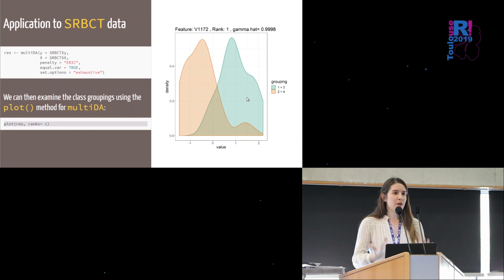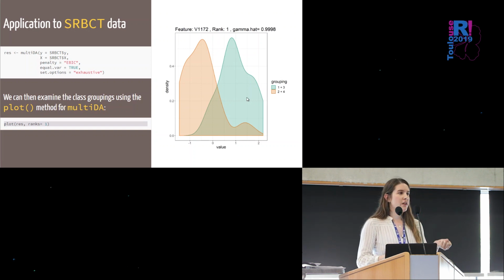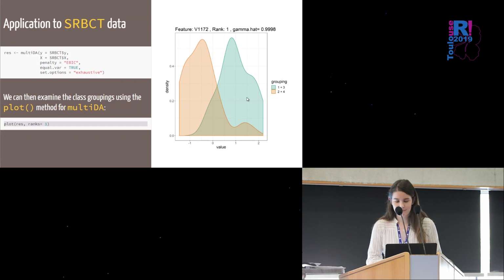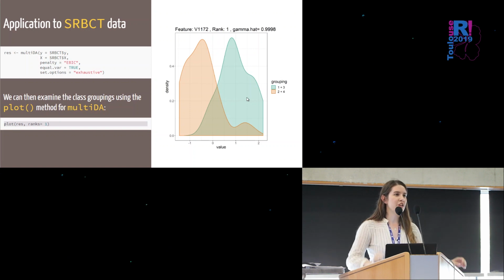But if I use the plot method and look at the first rank, it shows us how the split actually works. So in this particular case, we have groups 1 and 3 grouped against 2 and 4 for this particular feature. So it's pretty cool. It was a bit of a shift in the way I was thinking, to think that they're not always just all together or all different. There are different ways we can group features together.